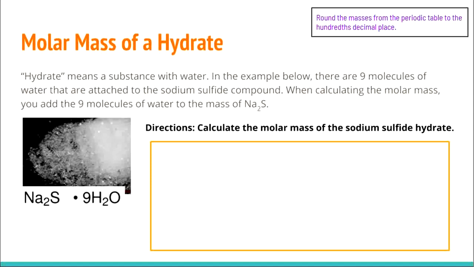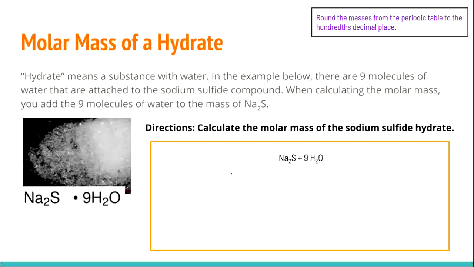So for example, for sodium sulfide, there are 9 molecules of water that are attached to this sodium sulfide compound. So when you calculate the molar mass, you simply add the 9 molecules of water to the mass of the sodium sulfide. So you figure out the molar mass of sodium sulfide, you figure out the mass of water, and you want to multiply the mass of water by 9 because there are 9 water molecules, and then you just add them up. So go ahead and pause the video here to take the time to figure out the molar mass. Play the video when you're ready to check your answer.